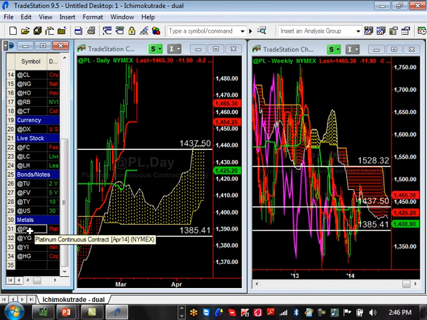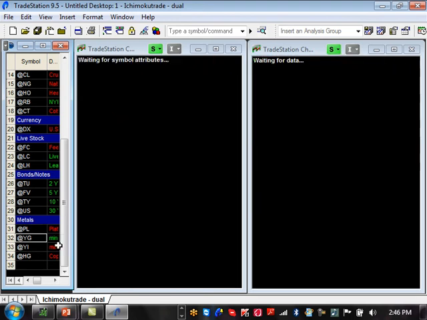Let's go over to metals and see if they're more exciting. Platinum here just looks like one big mess. Support it's held is about 1384. It broke resistance at 1437, which is now support. Next resistance is about 1528.